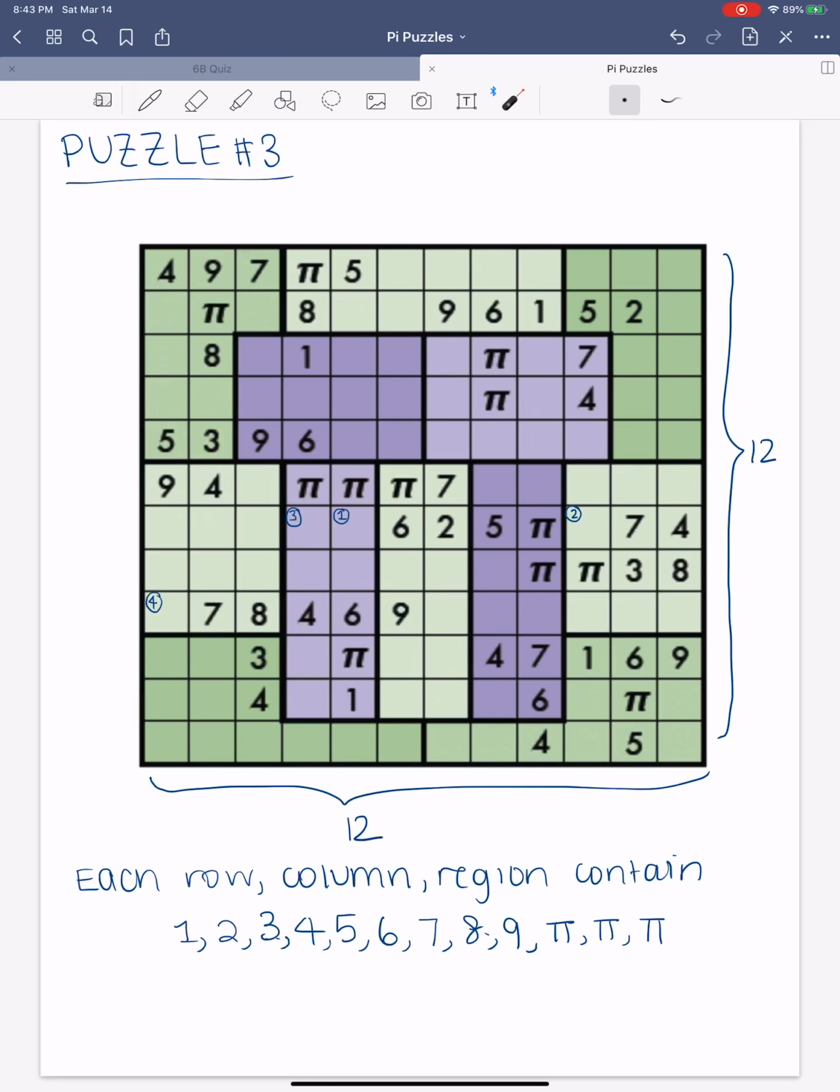So I'm going to first just look around and see if there are some clues that are easier to fill in. I like this region because a lot of it is already filled in, and also all 3 pi's are already filled in. So the pi's are tricky because there are 3 of them, whereas for each number, there's only 1 copy of each. So the numbers actually tell you a lot more information. So I'm going to focus on this region over here, this 2 by 6 region.